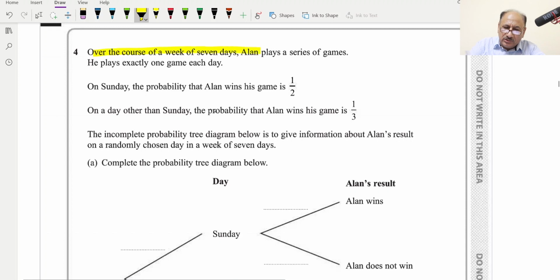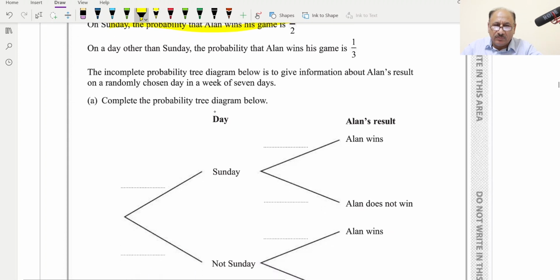Over the course of a week of 7 days, Alan plays a series of games. He plays exactly one game each day. On Sunday, the probability that Alan wins this game is 1 by 2. So on Sunday, it is 1 by 2. So this will be Sunday. So this one will be 1 by 2.